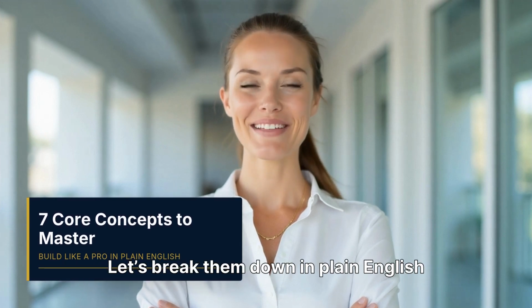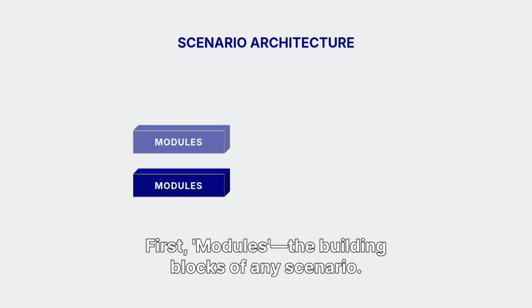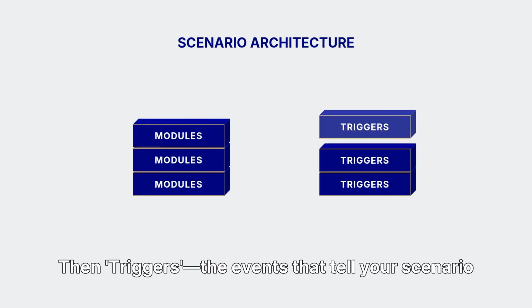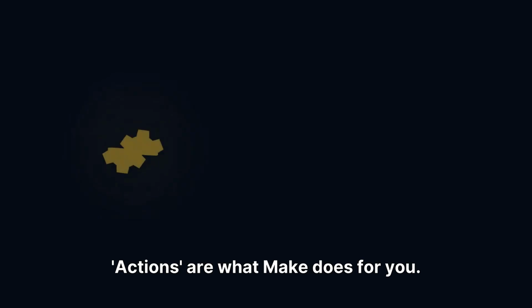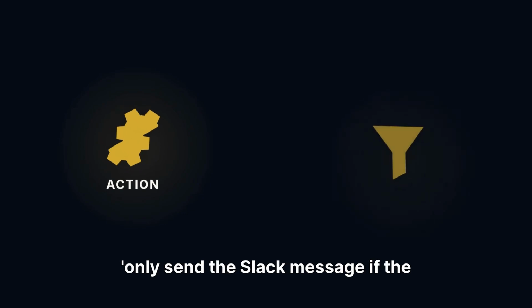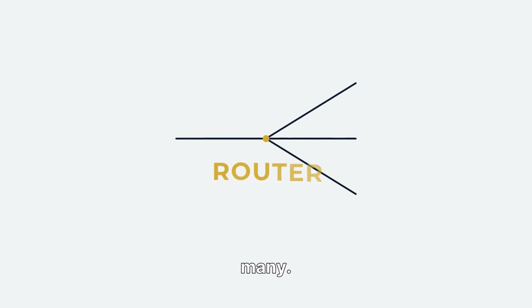To really unlock Make's potential, you just need to understand 7 core concepts. Let's break them down in plain English so you can build like a pro. First, modules, the building blocks of any scenario. Then triggers, the events that tell your scenario to start running. Actions are what Make does for you. Filters allow you to set rules like only send the Slack message if the lead is interested in a specific service. Routers let you split one path into many.